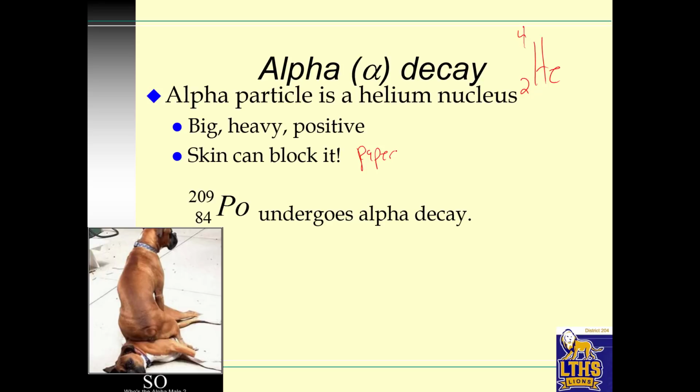Almost anything blocks it. So why are alpha particles, how could they be bad? Well, if they get you right in the, what's that hole in your eye called? The pupil. Oh, so if it gets in your pupil, ah!